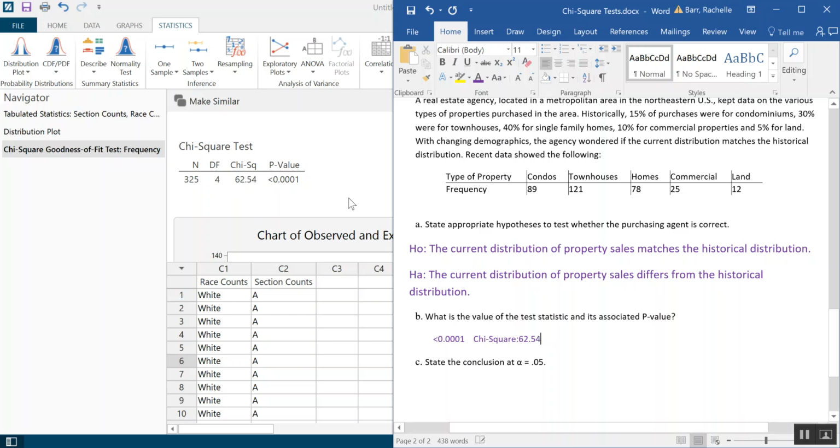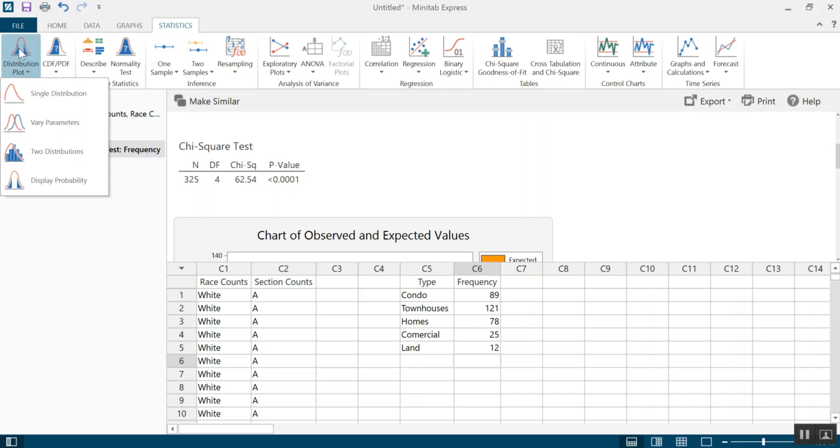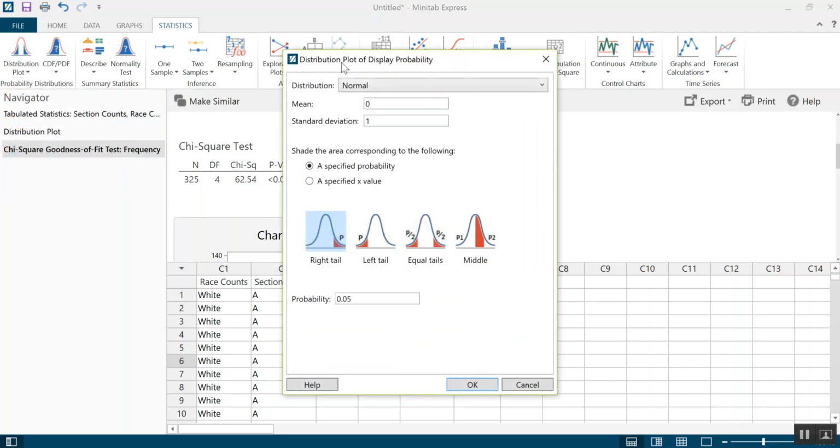And if you wanted an exact value, which I think I'm going to do real quick, you would go ahead and do the graph thing, the distribution plot like we had done before. So since my degrees of freedom is 4 and my chi-square is 62.54. I'm writing these down really quick.